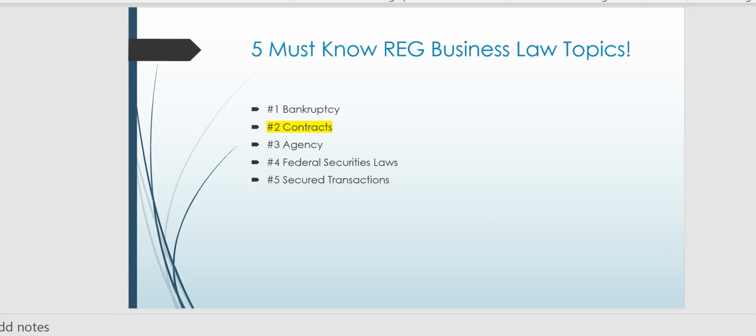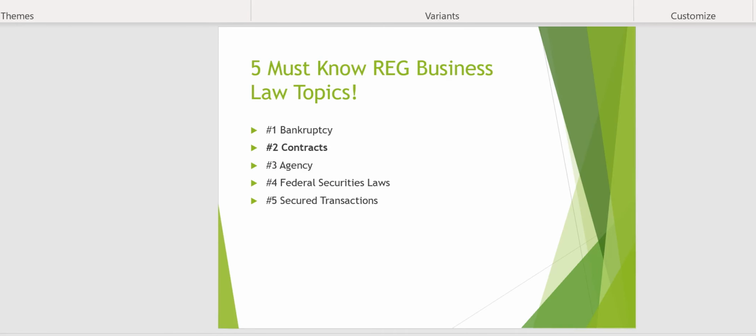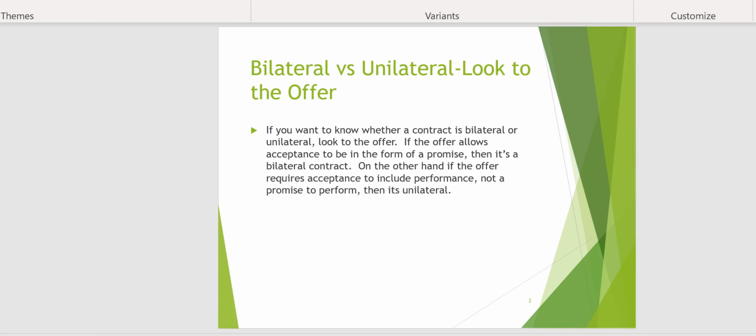So this is the second video in our series of 5 must-know REG business law topics. The first one focused on bankruptcy, and now we're going to look at contracts. You don't have to be a contract attorney to pass the CPA exam, but you do have to know certain terminology. So what's the difference between bilateral versus unilateral? And how do you know whether a contract is bilateral or unilateral?